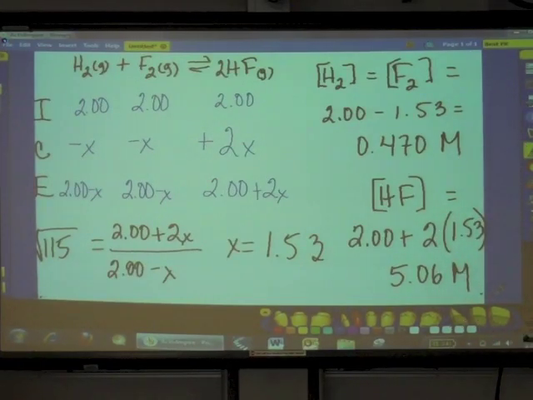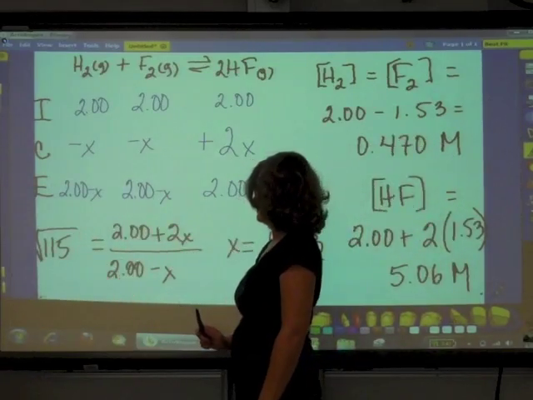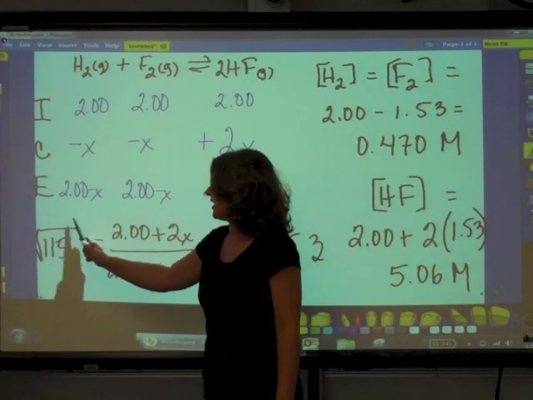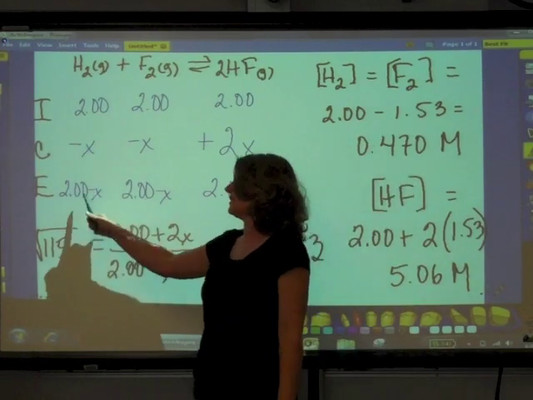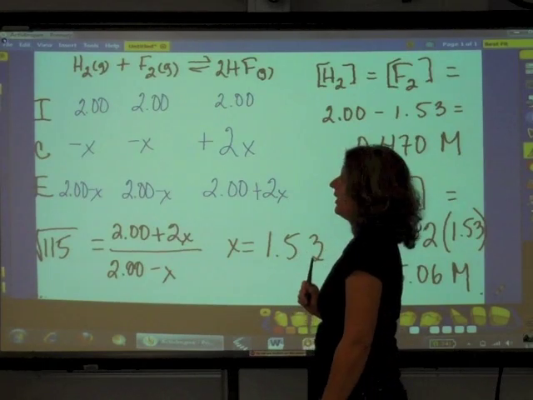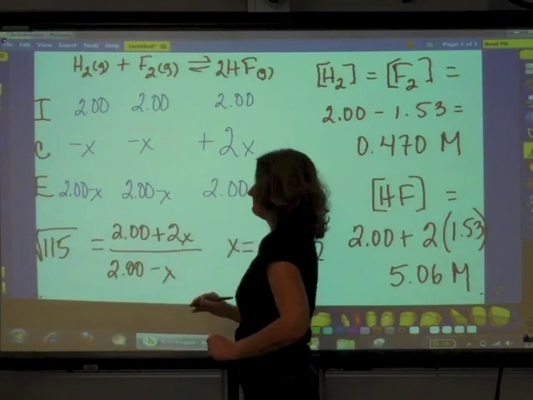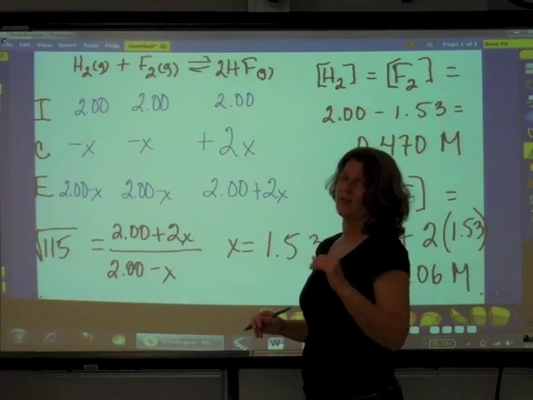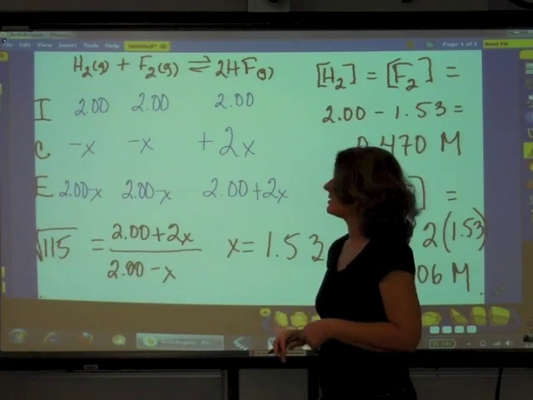All right, so this problem was pretty straightforward because these two things were identical, so we were able to just take the square root of both sides. But what if these things were not identical? Then what would we have to do? Well, that means we would have to FOIL everything, set it up in quadratic form, and then solve for x using the quadratic formula. So we'll talk about that more in class tomorrow.